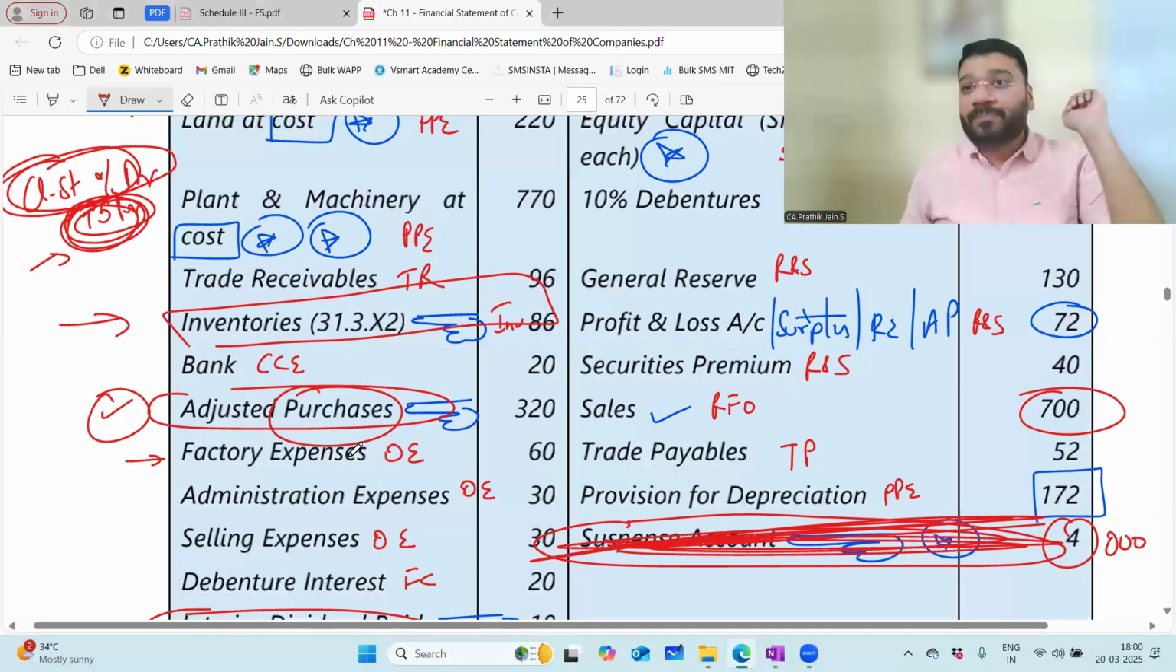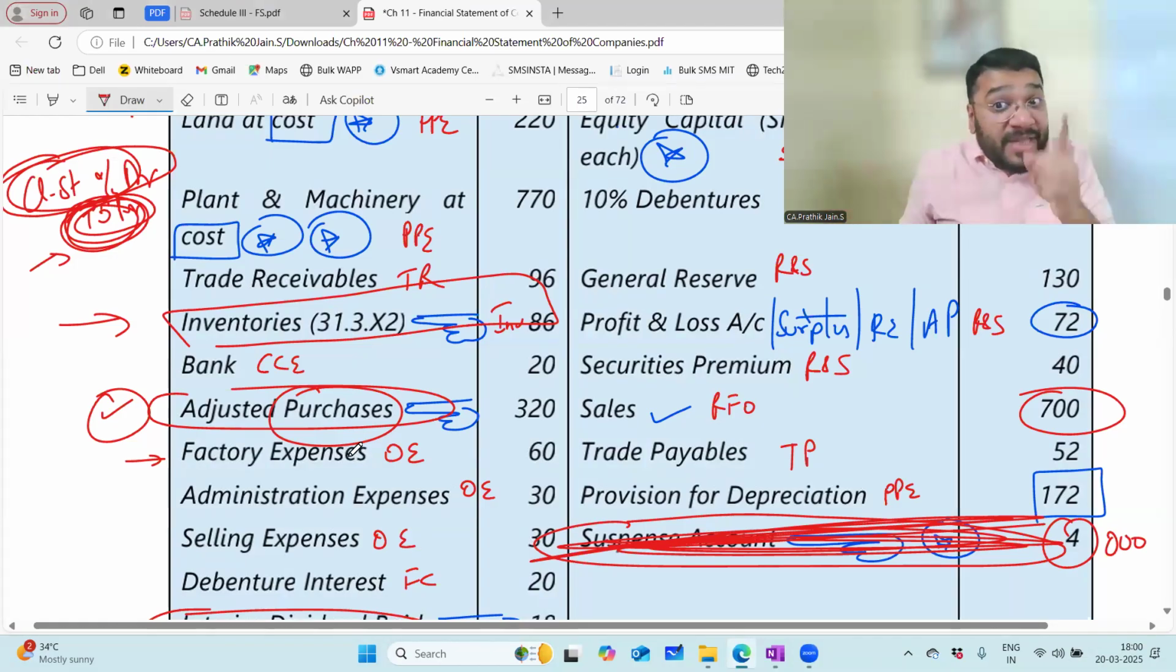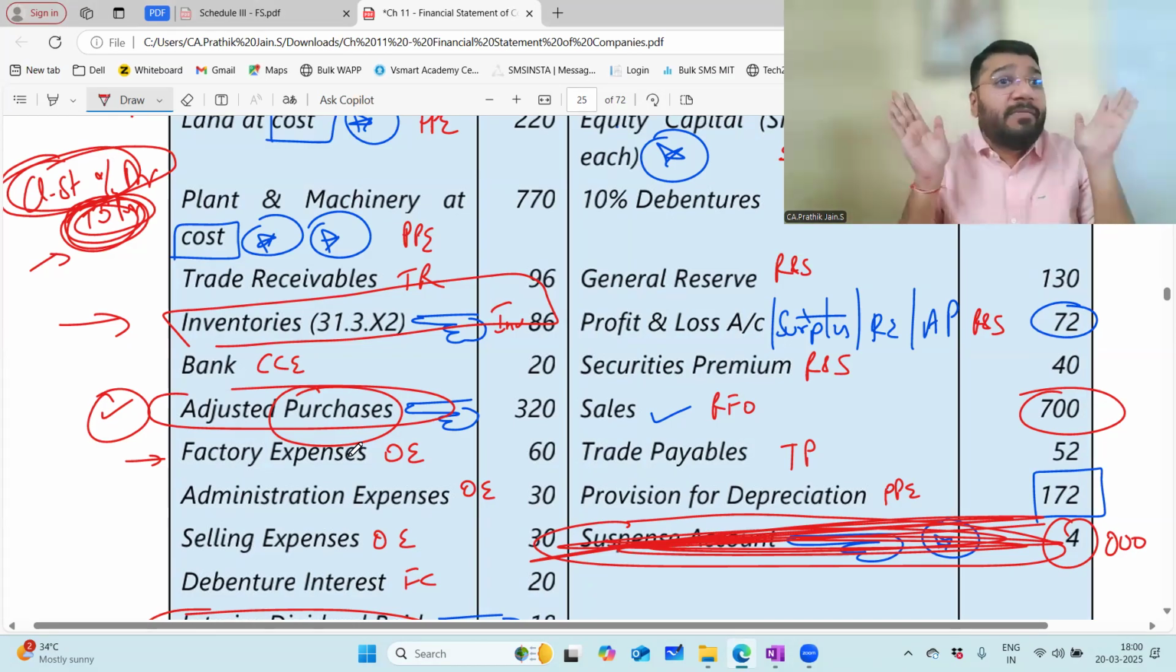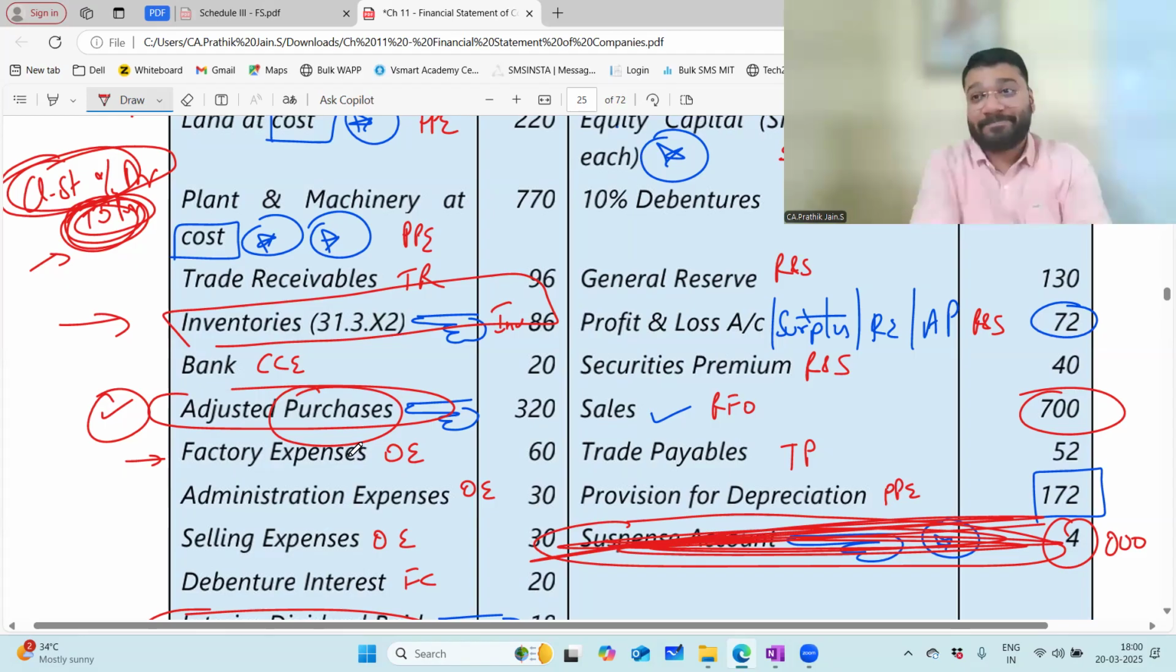Okay, sir, adjustment of purchase understood. Which purchase is this, sir? There are two types of purchase possible. I can purchase raw material or I can purchase stock in trade. Now, please tell me, here the question is silent. Whether it is raw material or stock in trade, what will you assume, and why will you assume that? Raw material.